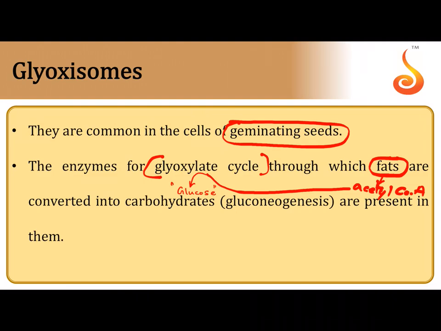Now since glucose is synthesized not from a carbohydrate, we call this process gluconeogenesis. Neo means new. You are synthesizing something from something new. So glucose is being synthesized not from another carbohydrate but from acetyl coenzyme A. Acetyl coenzyme A is a byproduct of beta oxidation of fatty acids, and this acetyl coenzyme A, through a cycle called glyoxylate cycle, will generate glucose, and that is the major function of glyoxysomes.